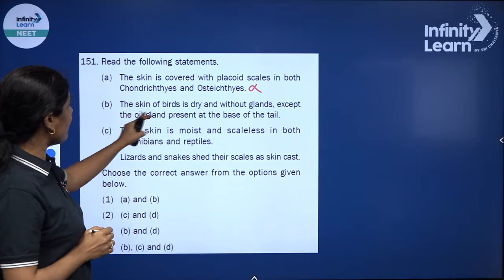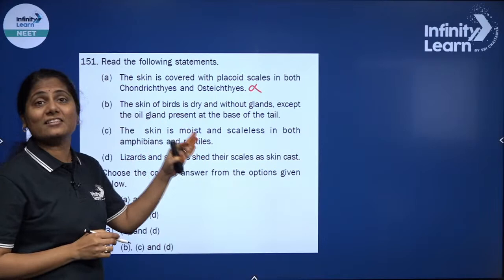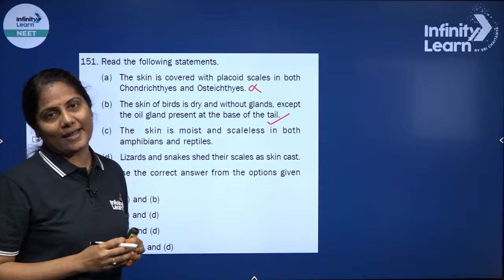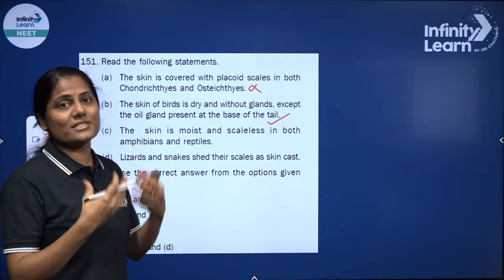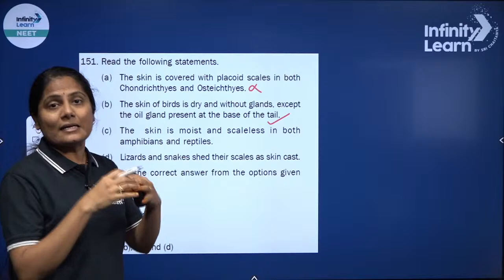The skin of birds is dry and without glands except for the oil gland present at the base of the tail. Yes, that's right. It's the oil gland that is present there. It's also referred to as the preen gland, which is a water repellent as well as keeping the feathers clean.